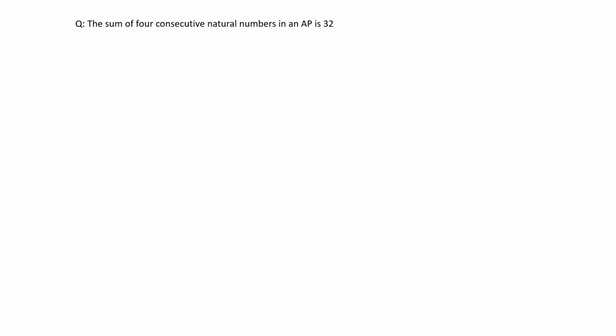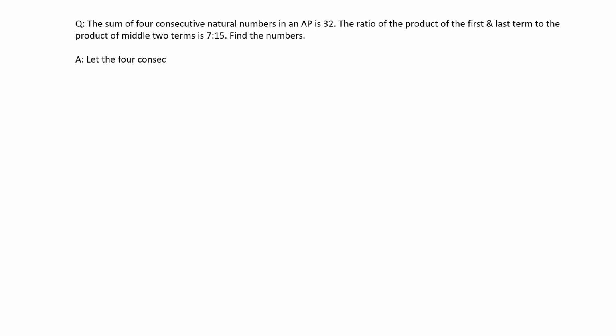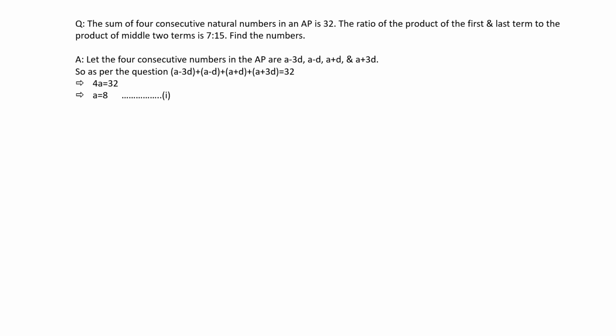The sum of 4 consecutive natural numbers in an AP is 32. The ratio of the product of the first and last term to the product of the middle two terms is 7:15. Find the numbers. Let the 4 consecutive numbers in an AP be a minus 3d, a minus d, a plus d, and a plus 3d. So as per the given question, a minus 3d plus a minus d plus a plus d plus a plus 3d equals 32, or this implies 4a equals 32, that means a equals 8. Let this be the first equation.